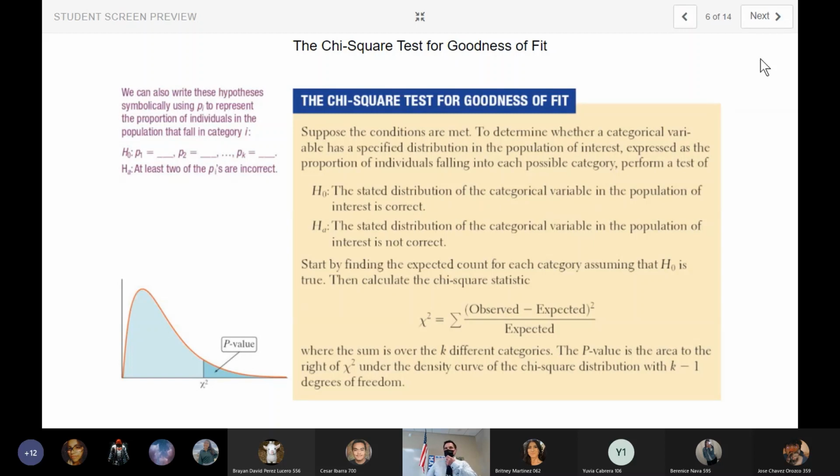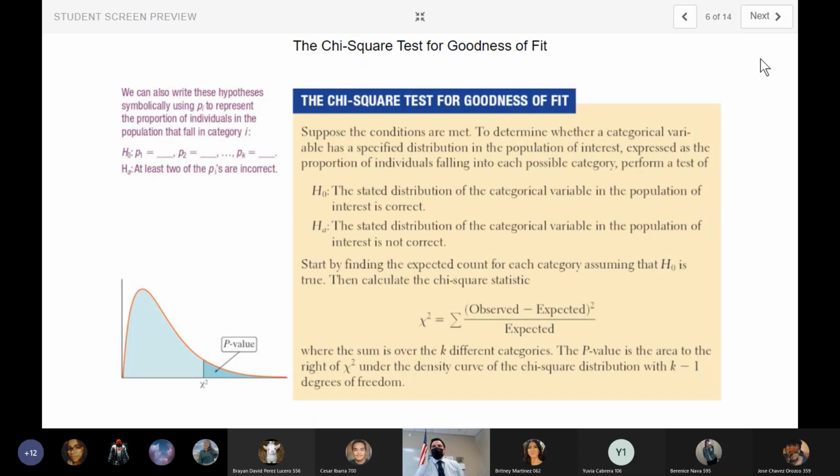This is probably the easiest way to write those types of hypotheses, rather than trying to say that the proportion of blue is equal to this, and green is equal to something else, and red is something else, and listing each parameter value. We can just say, hey, the stated distribution of the color of M&Ms is correct, right? Or that it's not correct.